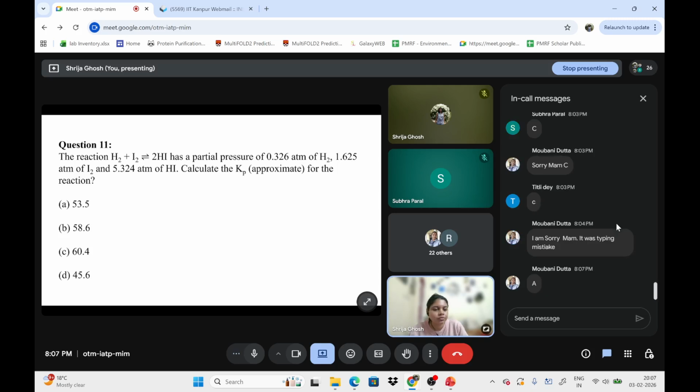I have one answer already in my chat box, option A. What about others? Solve this quickly, everything is given in the question.